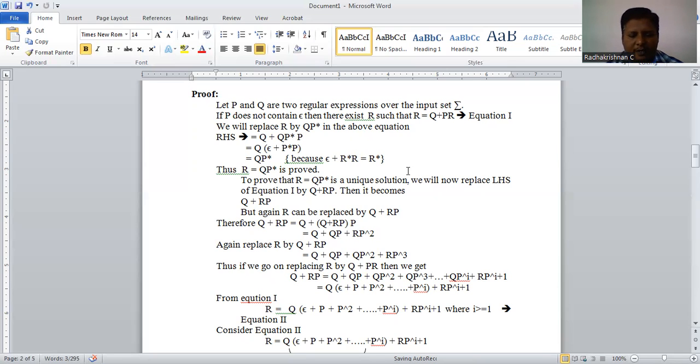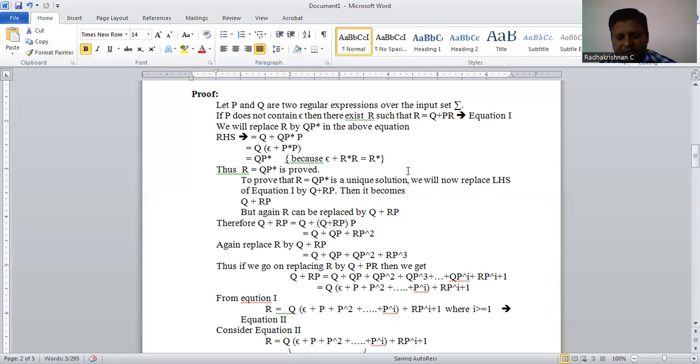Again replace R by Q plus PR. Again the equation will be changed to Q plus QP plus QP squared plus RP cubed. Again, we substitute R equals Q plus PR, and the same equation takes the form Q plus QP plus QP squared plus QP power 3 plus etc. In general form, plus QP power i plus RP power i plus 1.